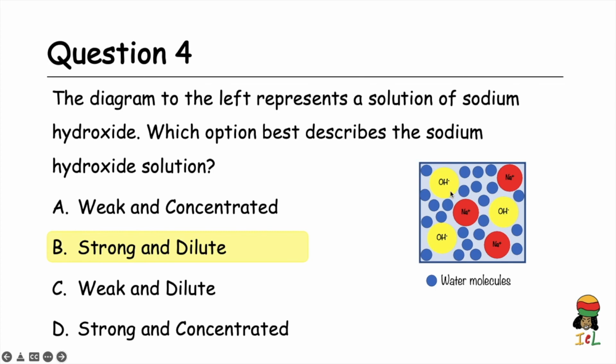It is strong because all the molecules of the sodium hydroxide have dissociated into ions. We only see ions present. And it's dilute because the volume of water in the solution is greater than the ions present.